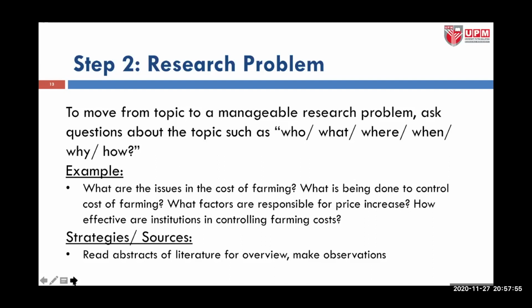Okay, for the strategy or the sources, you may read the abstract of literature for an overview. You make observations. So you want to find what are the issues in the cost of farming. You just read the abstract of the literature review. You will find, oh, the issue is there. How is it being controlled? What factors? Normally from an abstract, you will find a lot of information. You do not have to read the whole paper, the whole thesis. You just read the abstract. You will find the answers for all your questions.